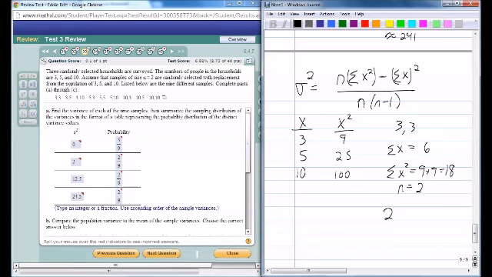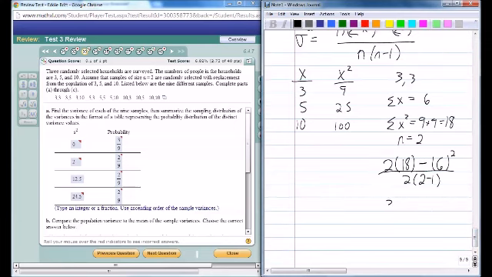There's two numbers, so 2 times the sum of x squared, which is 18, minus the sum of x, which is 6, squared, don't forget that, over 2 times 2 minus 1. So this is 36 minus 36 over 2, or 0 over 2. So what is the variance for the set of numbers 3, 3? It's 0. You have to do that for every set of numbers, okay?